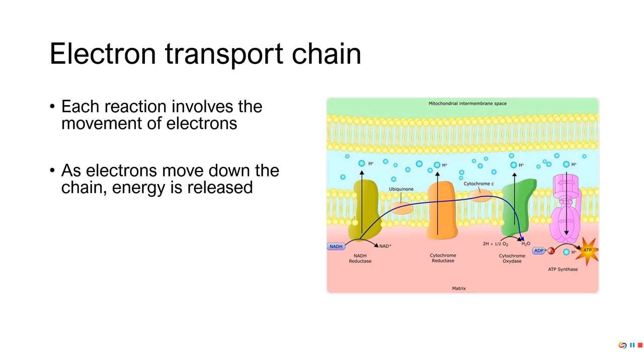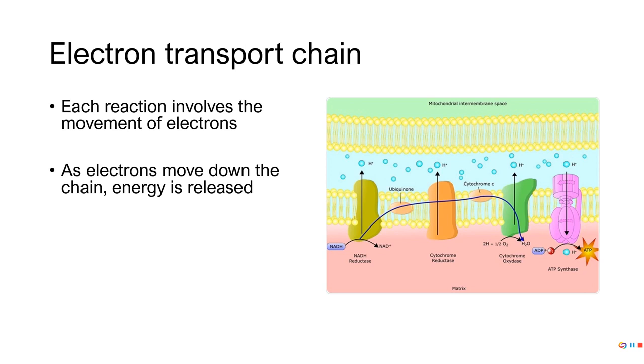And some of this energy is used to pump hydrogen ions. So think of these proteins as pumps, right? And so we've got a pump here. So we're pumping hydrogen into this space. Same with here, same with here, okay? And so what this does is this actually establishes a gradient.